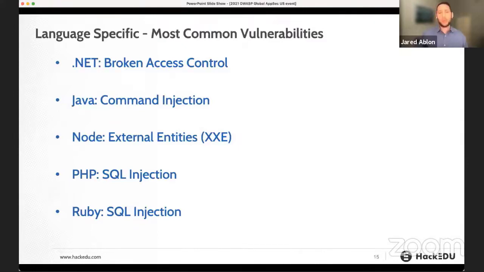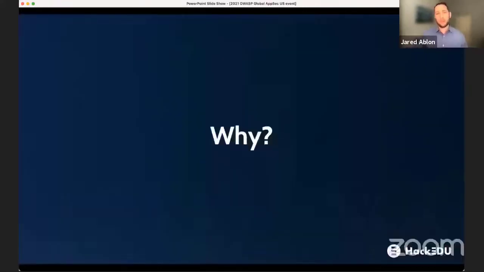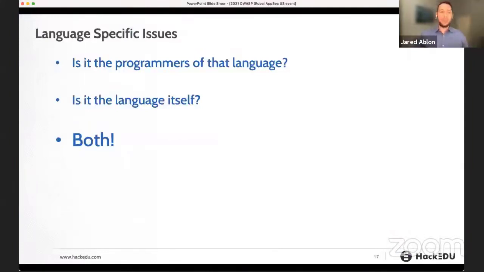We tried to dig in a little more into why this might be the case, and we were asking the question, specifically, is it the programmers of that language? Is it the language itself? Digging in deeper, we found it's a little bit of both. Programmers of the language are using certain syntax or certain things that are available in that language. Because of that, it makes certain vulnerabilities more common than others.